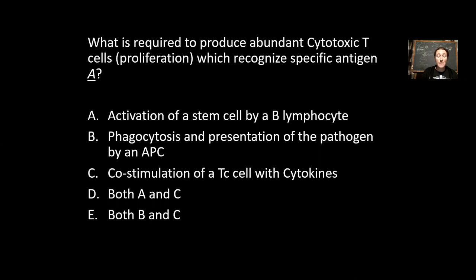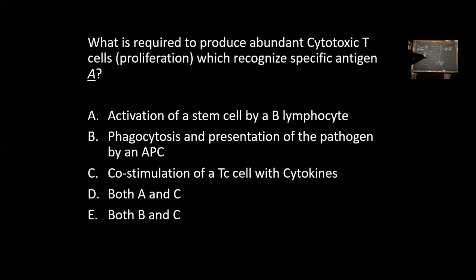Phagocytosis and presentation of the pathogen by an APC. That one seems a lot closer to being right. So we had the pathogen phagocytosed, and now it's presented by an APC to the cytotoxic T cell here. And so that answer seems to be correct. And C, co-stimulation of the cytotoxic T cell with cytokines. And so that is this right here. So we need both the co-stimulation and the presentation in order to get the activation, right? Like this is now mature, it's turned on, and proliferation, making lots more of this particular cell that recognizes this particular thing.